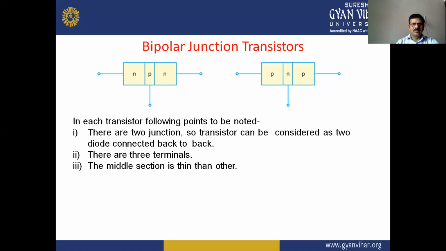In this BJT, the middle section is thinner than the others. The middle section is the base region. The base region is thin as compared to the emitter region or the collector region.